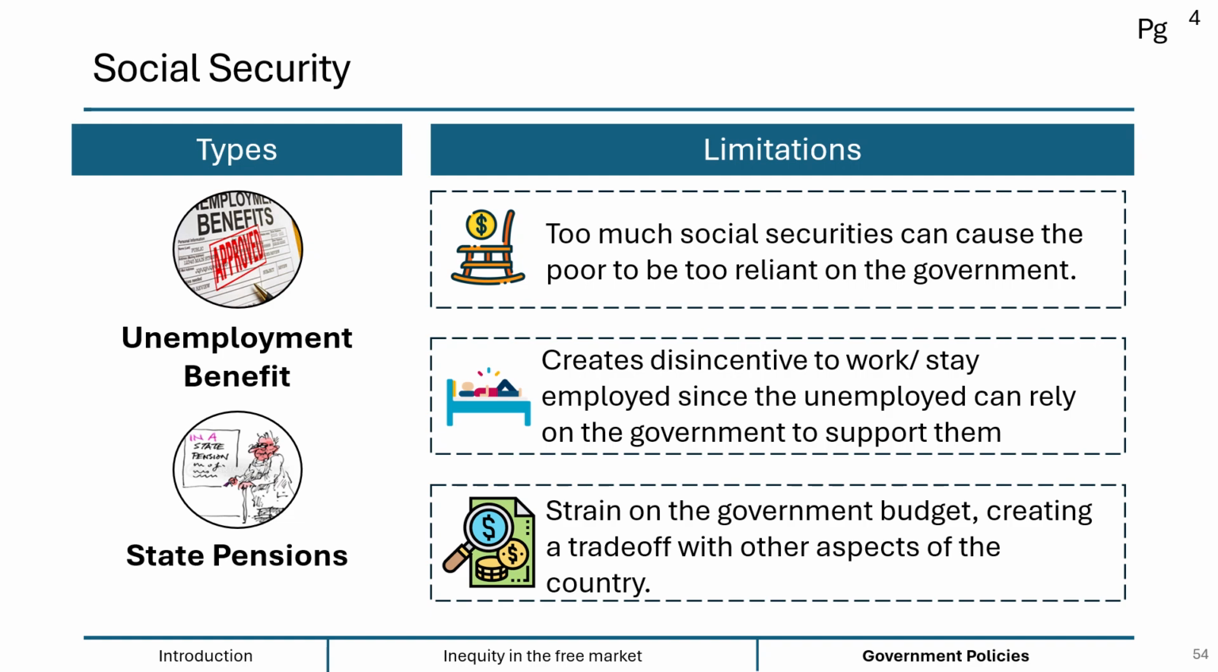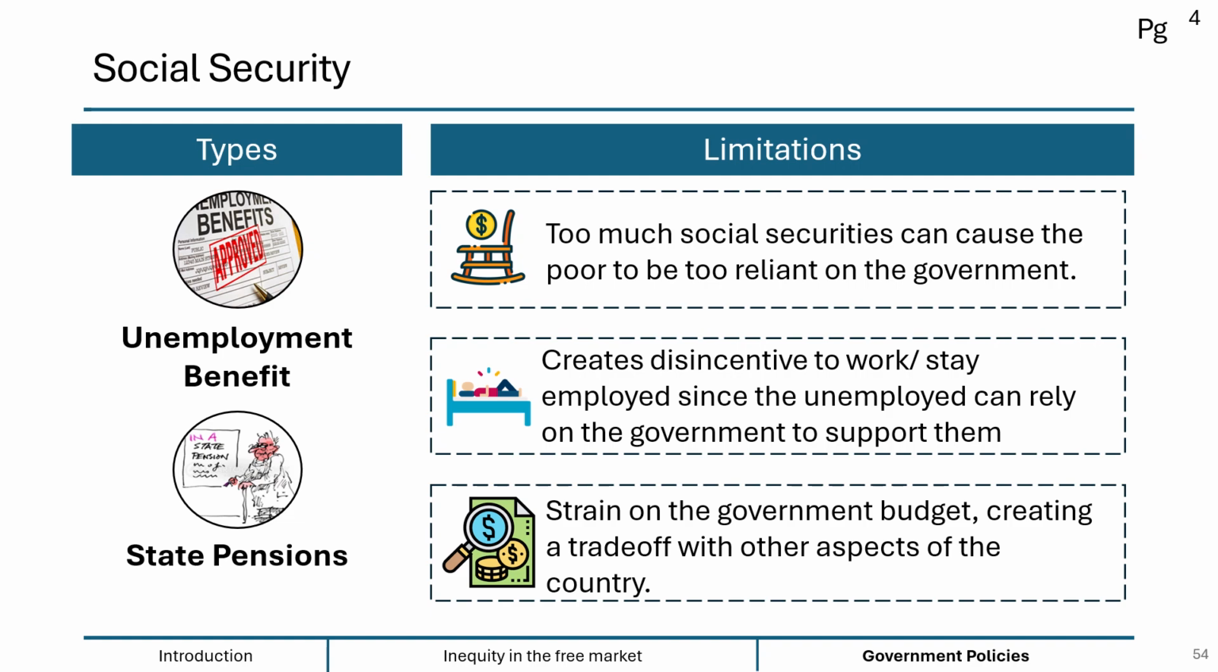If there's too much social security, the poor are very reliant on the government. So they decide, oh, anyway, the government will give me $100 a month, I maybe don't need to go and find a job anymore. So it creates a disincentive to work or stay employed since they can just rely on the government to support them. And lastly, it's the same thing, the strain on the government budget.